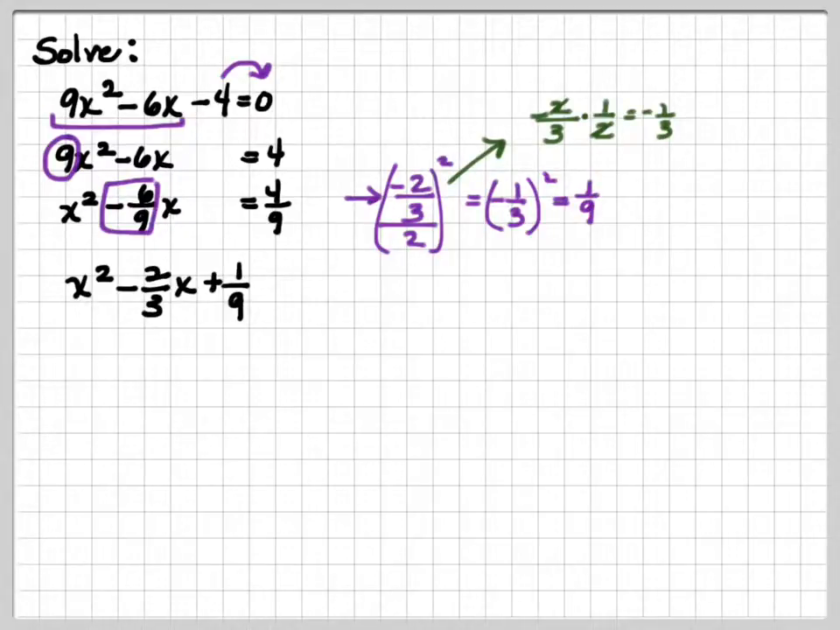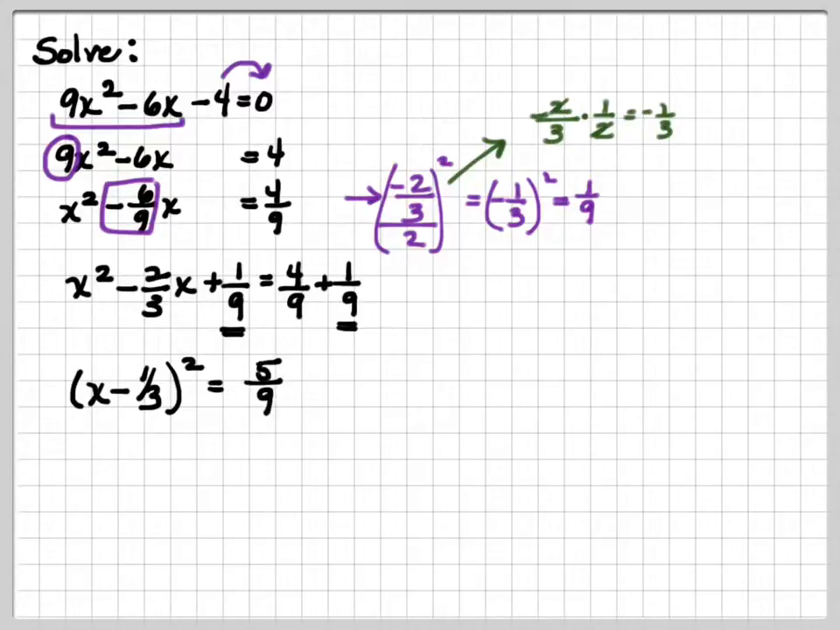So we're going to have x squared minus 2/3 x plus 1 over 9 equals, on the right-hand side, we have 4 over 9, and we have to add 1 over 9 to that, because you have to do the same thing. Whatever you do to one side of the equation, you have to do to the second side of the equation. And so we're going to have x minus 1/3 squared equals 4/9 plus 1/9, which is 5/9.